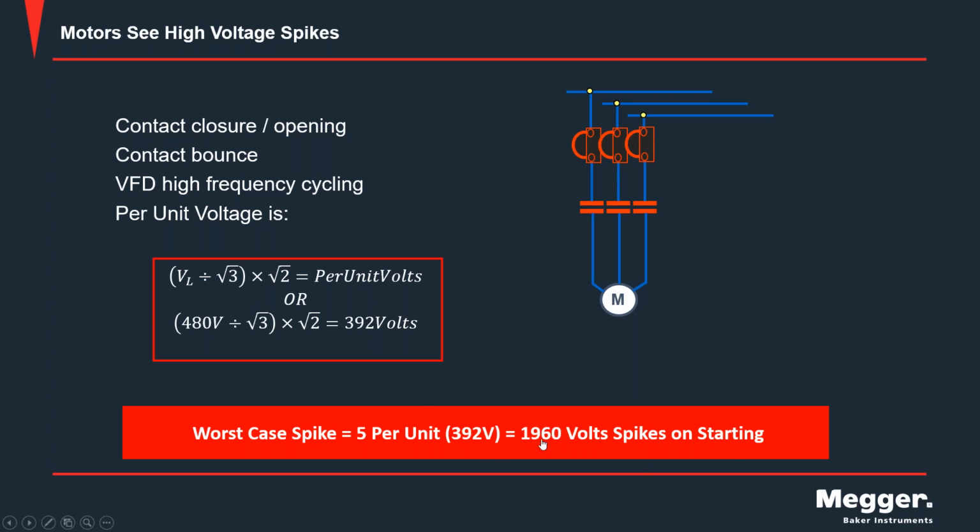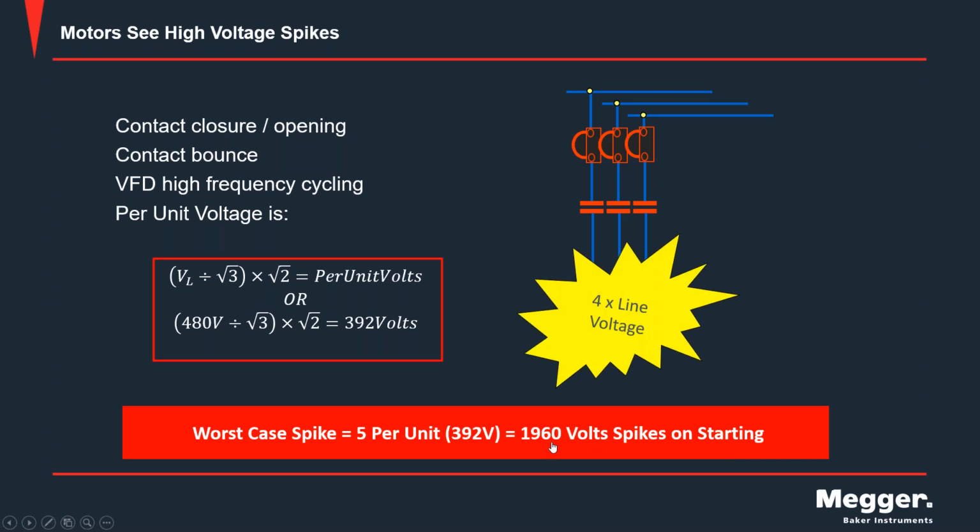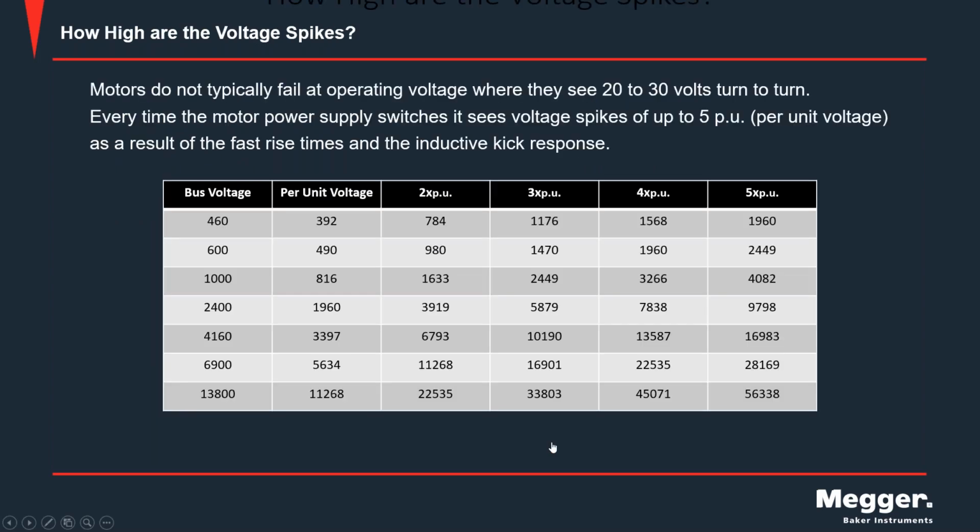So this is for a 460 volt motor, which is where we would recommend testing that motor at. Roughly that 4 times live voltage. So motors don't particularly fail during operating, where they only see a few volts per turn difference. But every time that motor's power supply switches, it can see those spikes as high as 5 per unit as a result of the fast rise time and the inductive kick response as we start that motor.